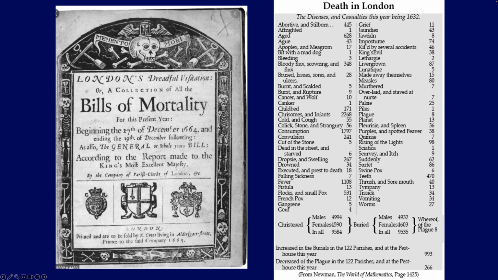So each parish would routinely post these bills or written details on the number of people who were born and number of people who died in the parish. And the bills from each parish would be gathered and the data compiled and summarized as shown on the right. So here, the year being 1632 in London, they reported that there were 9,584 people christened, which corresponds to births in England at that time, and 9,535 people buried or died.